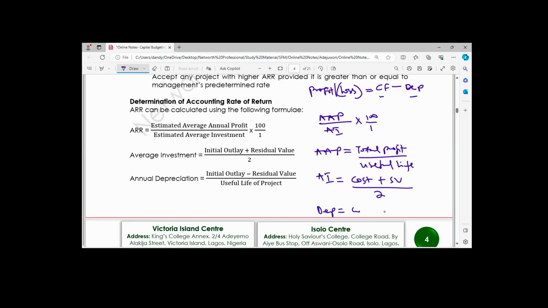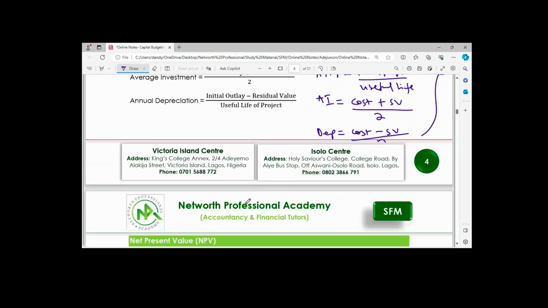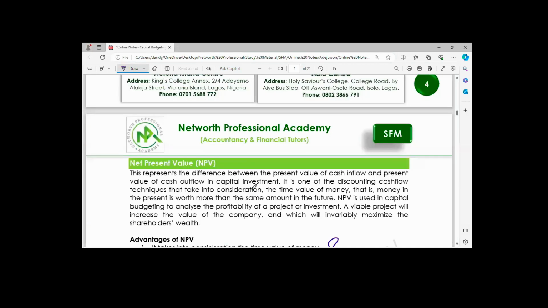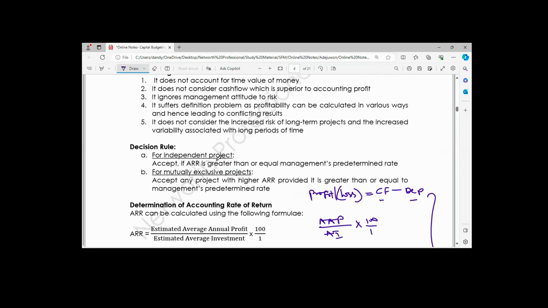Depreciation equals the cost of the project minus the scrap value, divided by the useful life of the project. That will give you the annual depreciation. So these are the relevant formulas that you can use to calculate your accounting rate of return. These are straightforward techniques, something you have done previously under performance management. So what's the decision rule under accounting rate of return?